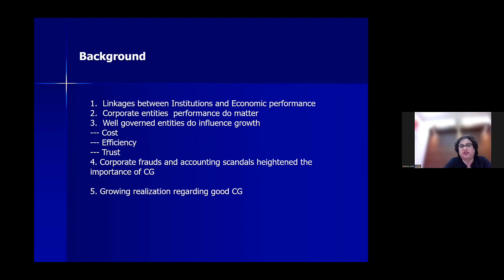And there is a lot of literature available on this. It shows that it impacts cost. These entities can impact the overall cost of production, that is, the cost of capital. They can impact the efficiency in an economy through returns on equity. And they play a very important role in boosting the confidence of the investors in the economic setup. So these are the three channels through which corporate entities can influence overall economic growth in the country.